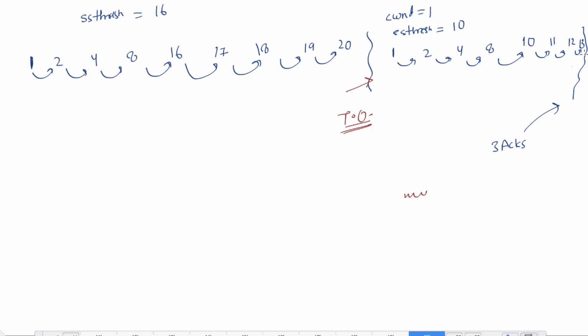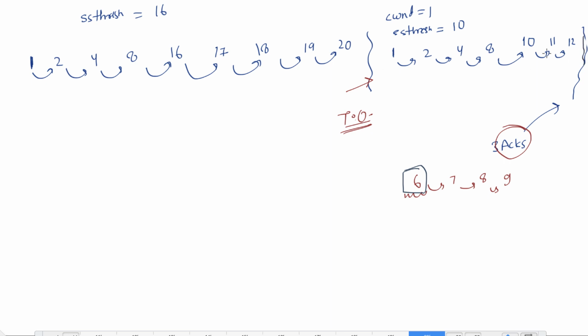So let's suppose this is not 13, this is only 12. After 12 you are getting the 3 ACKs, then you will start with 6, right? From 6 it will be 7, then 8, then 9, like that it keeps happening. So the difference is that if you are getting 3 ACKs, then your congestion window will reset to half of the current window.